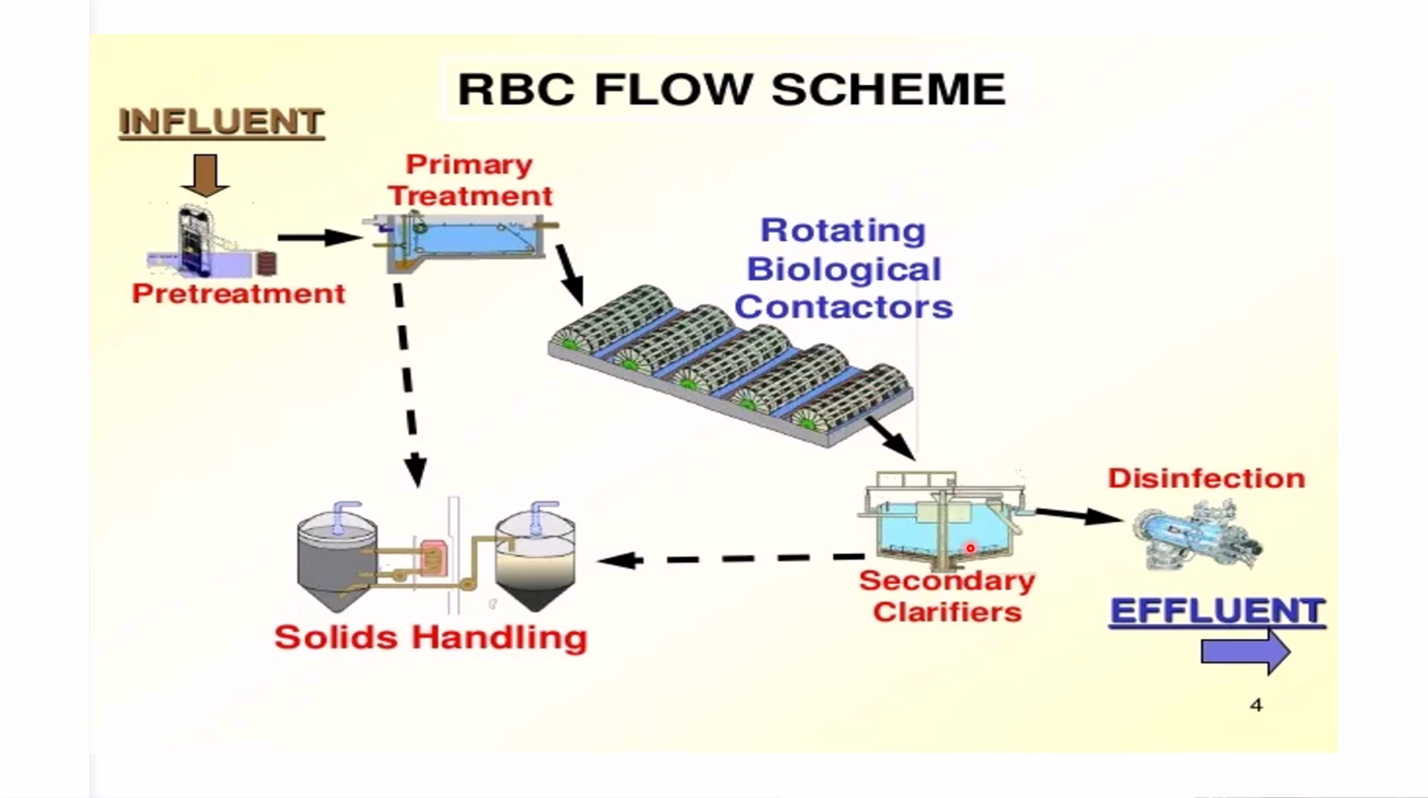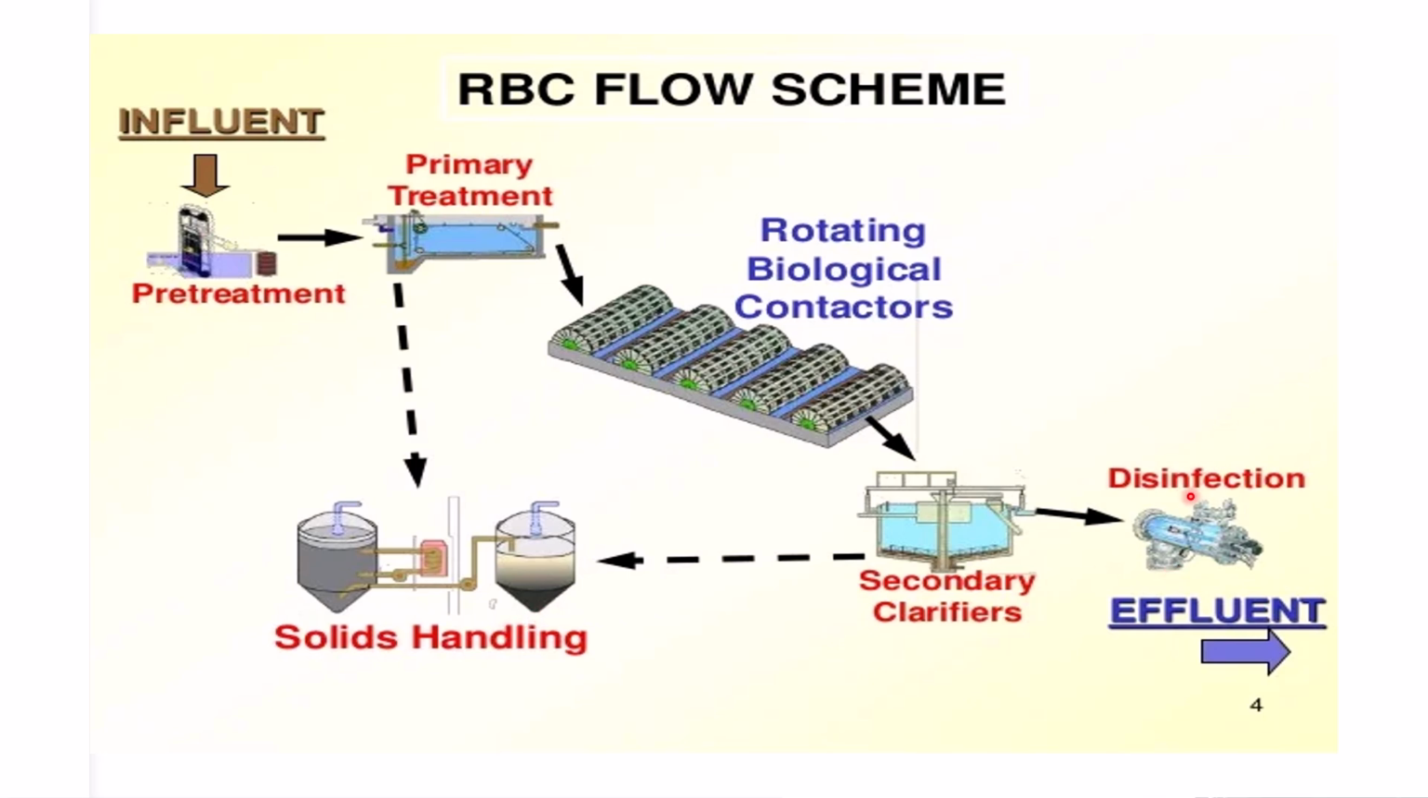The fourth step is the secondary clarifier. The treated wastewater moves to the secondary clarifier, where the biomass or sludge generated by the biological system settles out. The clear water on top moves forward and the sludge is settled and sent to the solids handling section. In the solids handling section, the sludge from both primary and secondary treatment goes for further processing like thickening, digesting or dewatering before disposal or reuse.